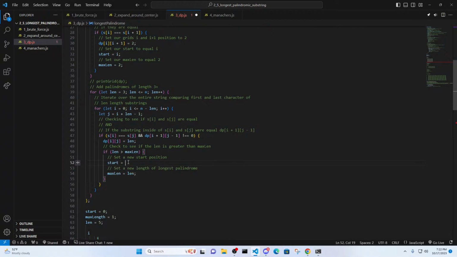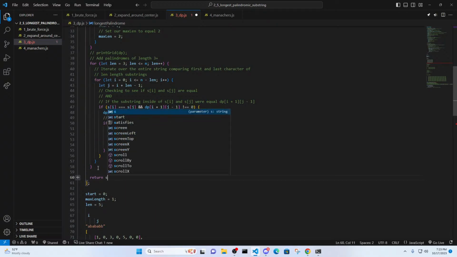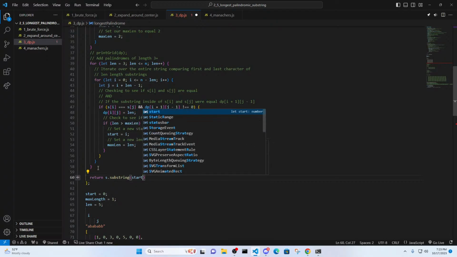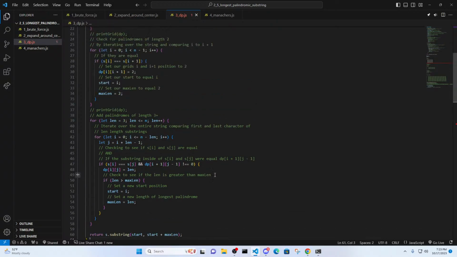Start equals I. So the new starting position is I. And then I believe we could just return after all of this. It would be s.substring(start, start plus max length). So our starting position, and then our starting position plus the length of the string. And that should give us our answer right there.